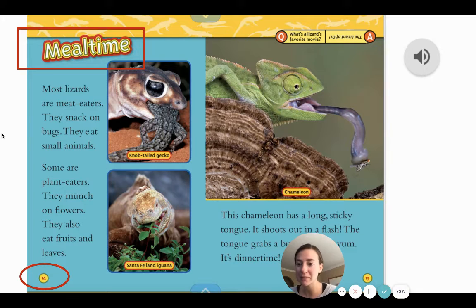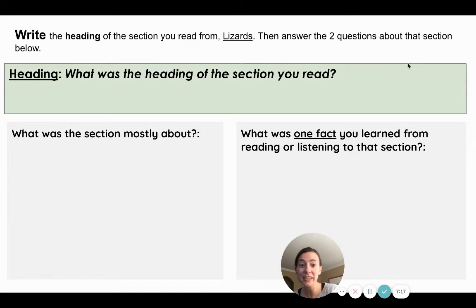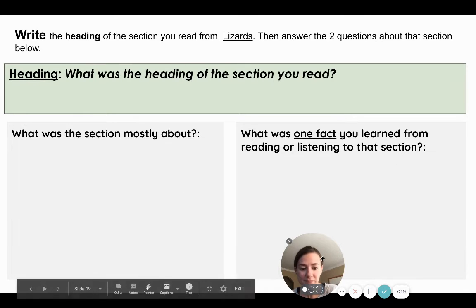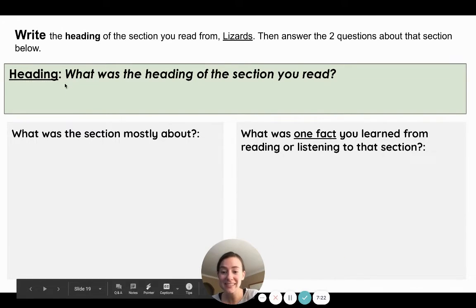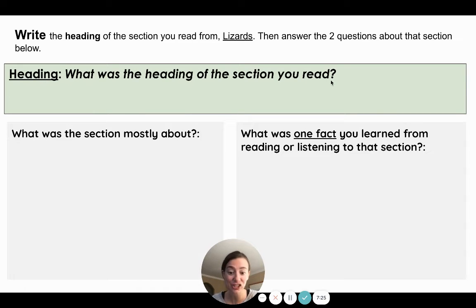Most lizards are meat eaters. They snack on bugs. They eat small animals. Some are plant eaters. They munch on flowers. They also eat fruits and leaves. Interesting. Now, friends, we're going to fill out this worksheet together. Do you remember? First, let's answer this question. What was the heading of the section you read? Do you remember the heading of the section we just read together? Think. Do you remember? Yeah, it was mealtime on page 14. You will write your heading there.